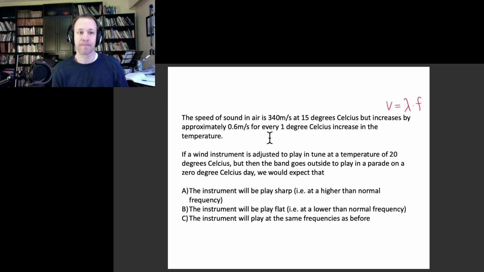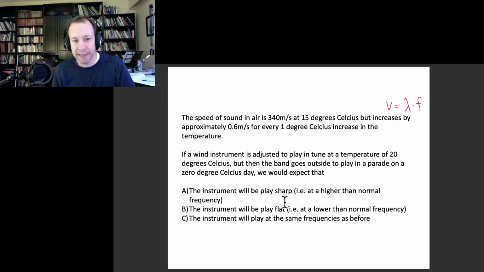Maybe just think to yourself now, suppose you were a wind instrument player in a marching band. You warm up inside, it's 20 degrees inside, and then you go out to play in your marching band in the parade, and you want to know what's going to happen to the sound of your instrument if the temperature outside is 0 degrees Celsius. Here let's assume that the air inside the instrument cools down to the surrounding temperature. Take a minute to decide which of these is the right possibility, and then I will talk about it.